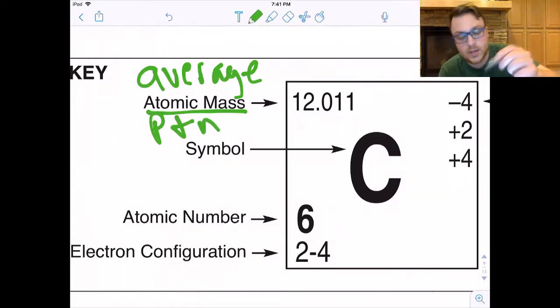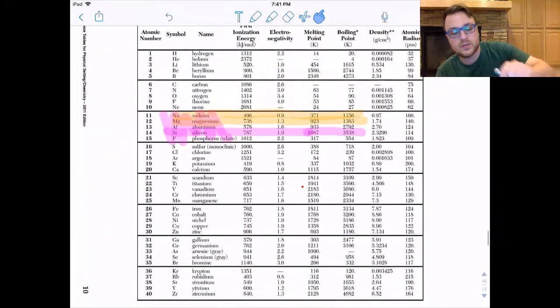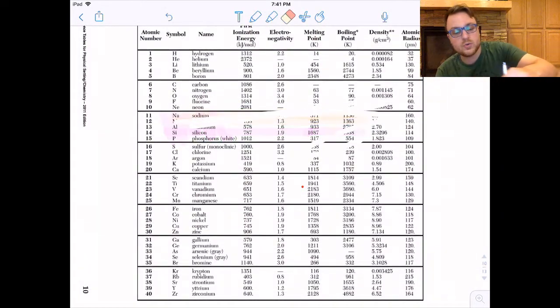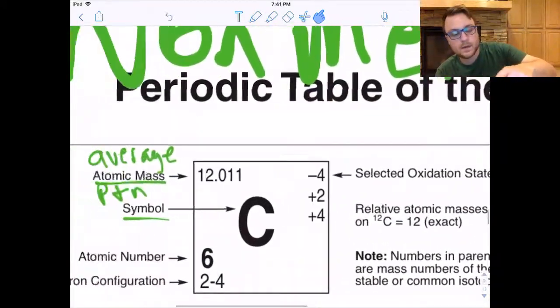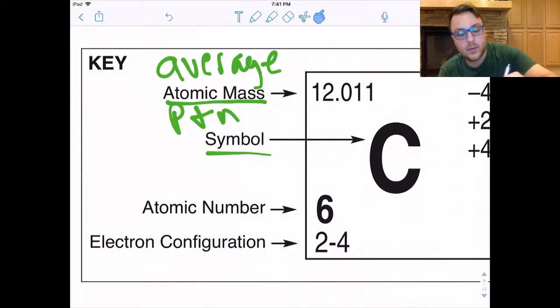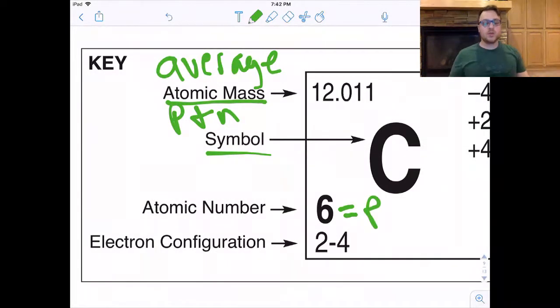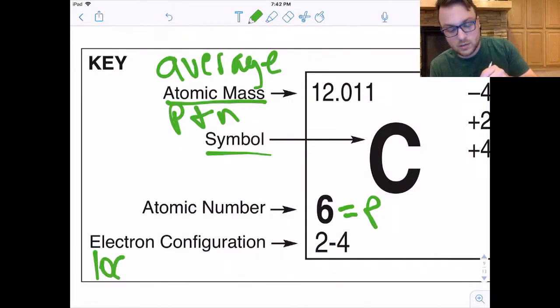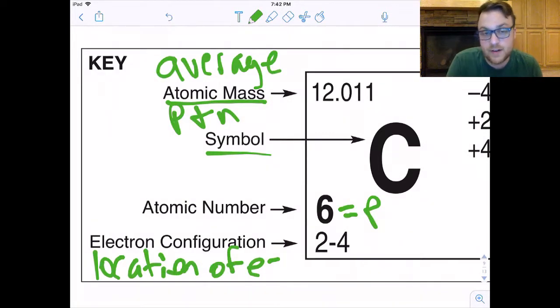We have this symbol, which if we don't remember the name for, you can always look up on table S, which will also have a wide variety of information. So we've got the symbol. We have the atomic number, which is just your protons. We also have the electron configuration, which tells you the location of electrons. And that should be the same as the amount of protons, which as we see here, 4 plus 2 is 6.